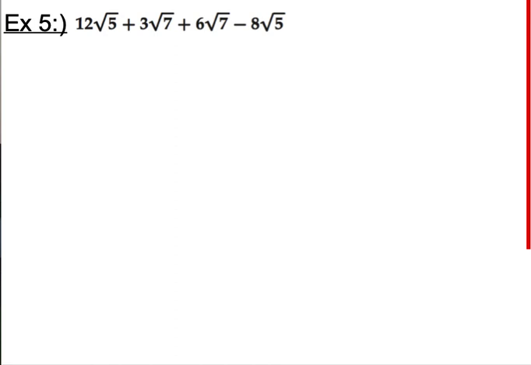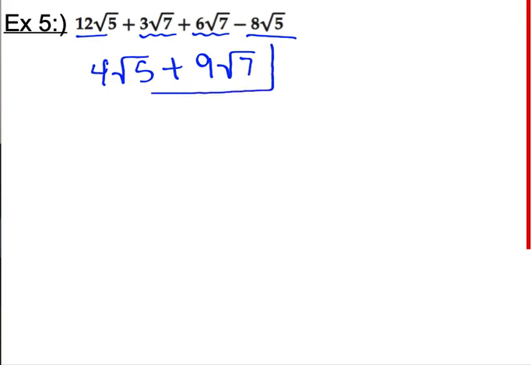12 square roots of 5 plus 3 square roots of 7 plus 6 square roots of 7 minus 8 square roots of 5. We can only combine like radicals together. 12 square roots of 5 and negative 8 square roots of 5 make 4 square roots of 5. And then 3 square roots of 7 and 6 square roots of 7 make 9 square roots of 7. And there's nothing more I can do to simplify this, because 5 is simplified, there's no squares that can go into 5, and 7 is simplified, there's no squares that can go into 7.